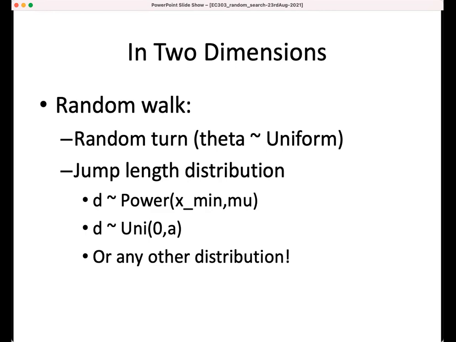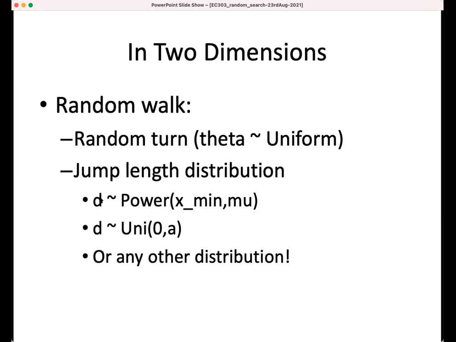For simplicity, we considered 2 distributions. One was that the turn angle was random, uniform between minus pi to pi, meaning at every instant in time, it could turn in any direction. And the second one was how much do you move having turned randomly? That was also a random number.